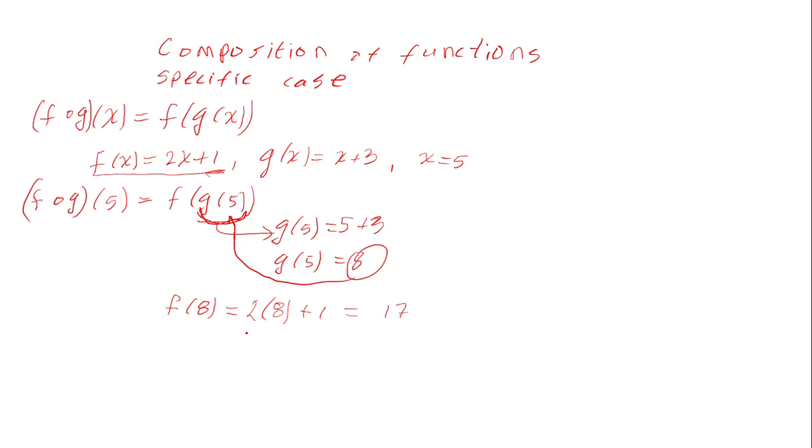So f composition g of 5 is equal to 17. Okay. This is it for this kind of case, specific case, when we have x given.